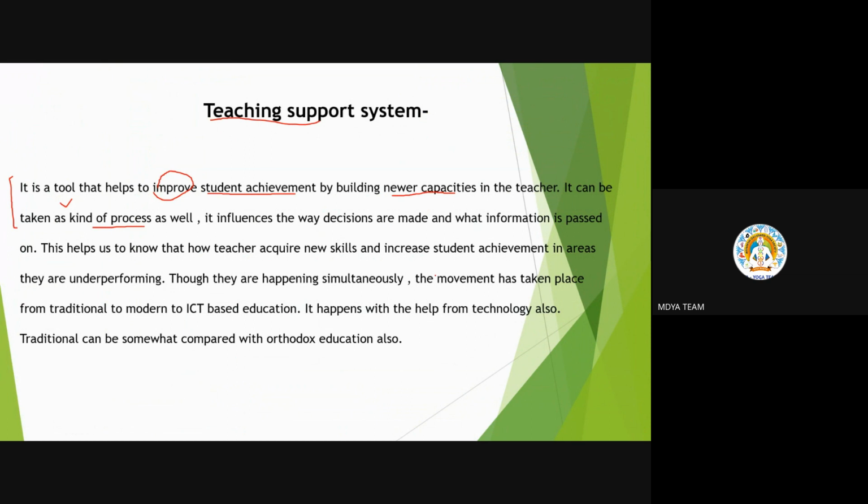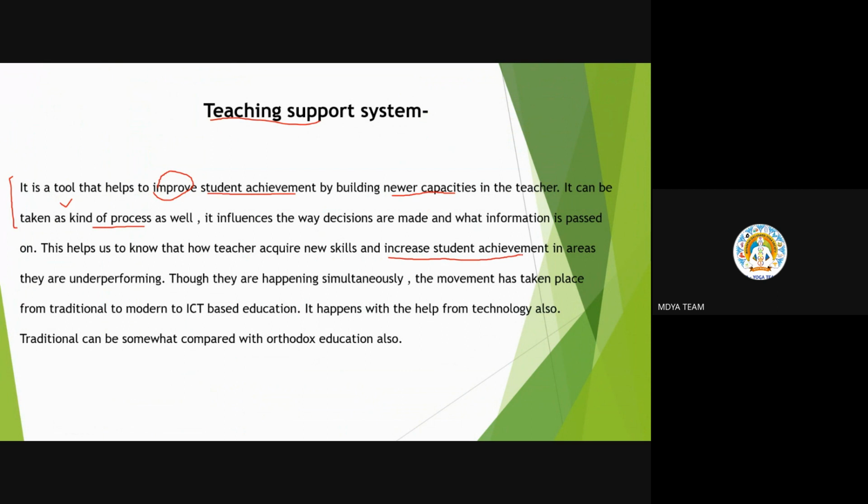Okay, like if there are some things where the learner is feeling some kind of difficulty in learning, then in order to simplify the content that a teacher is teaching, it can be very supportive. Okay, this is the key word: they can increase or improve the student achievement in the areas they're underperforming. So the teaching aid can make the content, the subject matter, more interesting, more appealing in order to engage the learner very effectively.